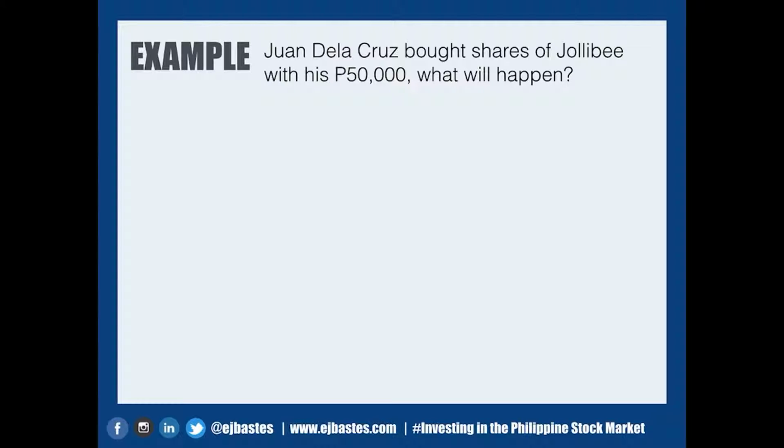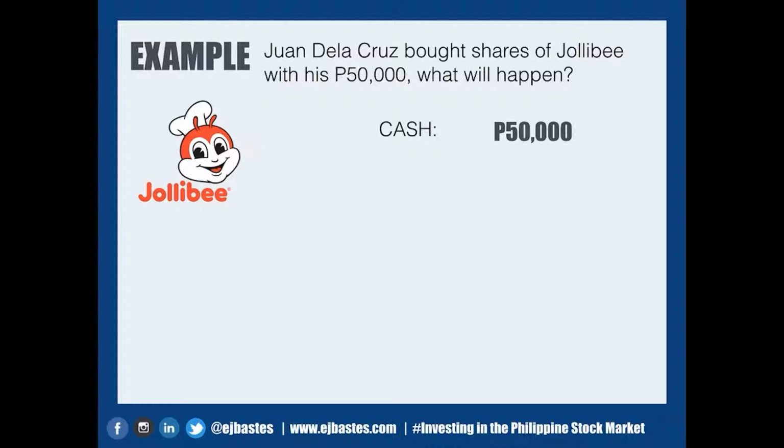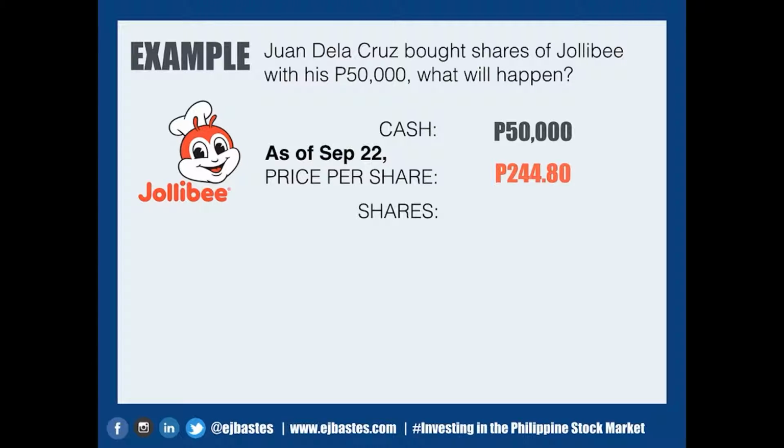Let me give the example. For example, si Juan de la Cruz. Si Juan de la Cruz, bumili siya ng shares of Jollibee with his 50,000 pesos. Ano po yung mangyayari? Okay? So, for example, cash niya 50,000. As of September 22, 2017, the price per share of Jollibee is around 244.80. Imagine, di ba? Ang mahal na ng 200. 2008 dati, 2009, less than 10 pesos lang po yung price ng Jollibee. Okay? Now, ang shares na mabibili niya sa 244.80 is 204 shares. Okay? Divide mo lang po yung amount of money sa price per share. You get the 204 shares.